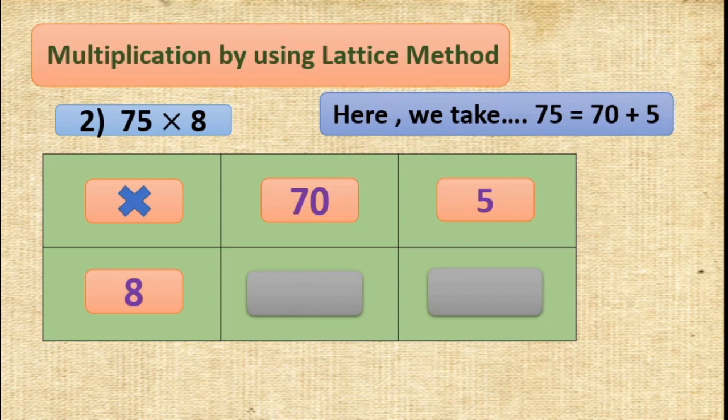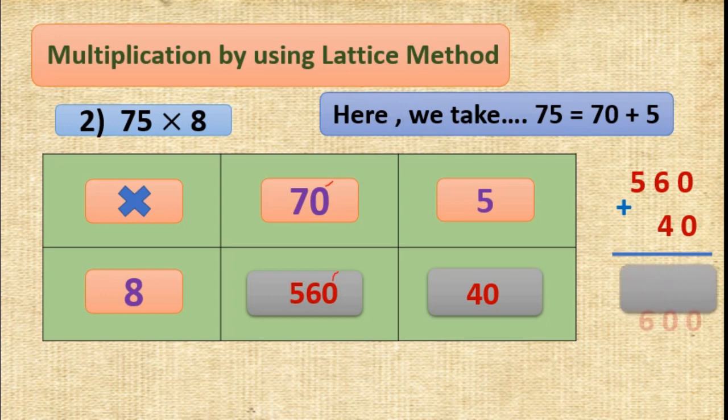Okay. Now 8 5s are 40. Then 8 7s are 56, isn't it? 56, and here one more 0 is there. So we have to add this. 56 means 560. One more 0 you have to give here. Okay. Then we will add these two numbers, that is 560 plus 40 is equal to how much? 0 0 0. Here 6 plus 4 is 10. So the answer is 600, isn't it?